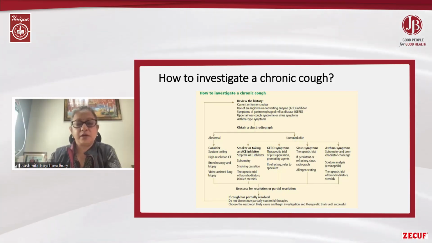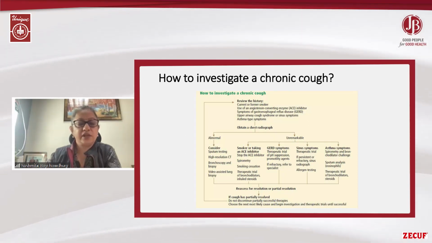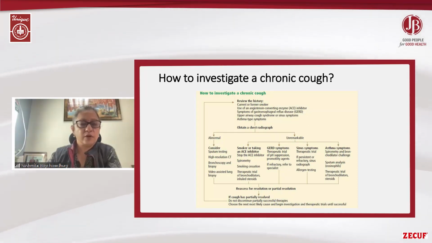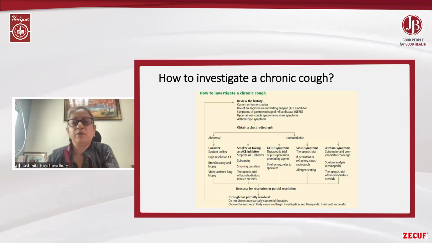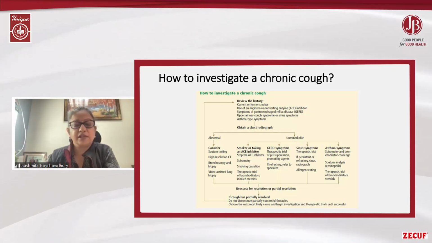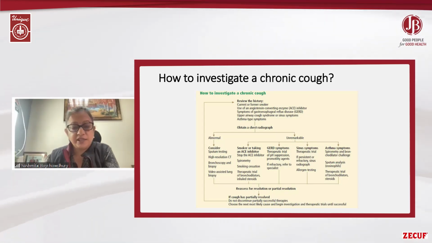If the chest X-ray is unremarkable, then you first rule out any drug-induced cause. If there is one, then you stop the ACE inhibitor. You definitely, in all these patients, will do a spirometry, because sometimes asthma might be the only presenting symptom of cough. If they are smoking, you give them smoking cessation advice. And if everything is still normal, you give them a therapeutic trial of 4 weeks of inhaled bronchodilators and steroids. If there are GERD symptoms, then you give them a therapeutic trial of pH suppression with a PPI or a proton pump inhibitor, with or without prokinetic agents.